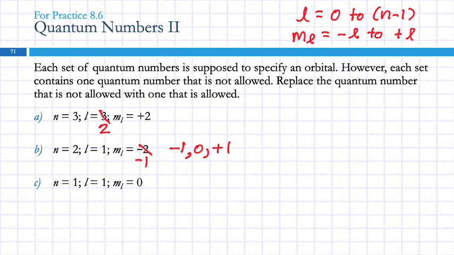Depends on how the question is phrased. This one says replace the quantum number that is not allowed with one that is allowed, so they're not expecting all of them. If n equals 1, can L equal 1? No. What does it have to be? 0. And does that work with M sub L being 0? Yeah, it does.